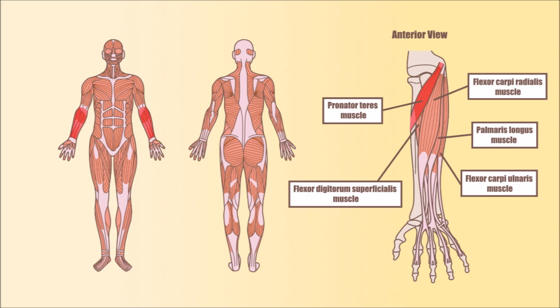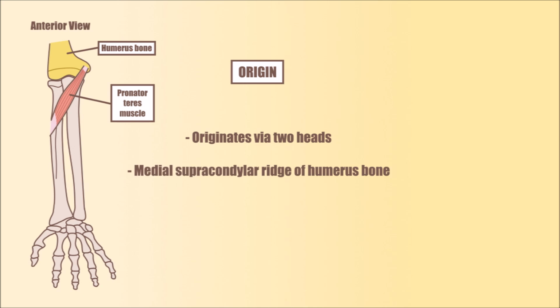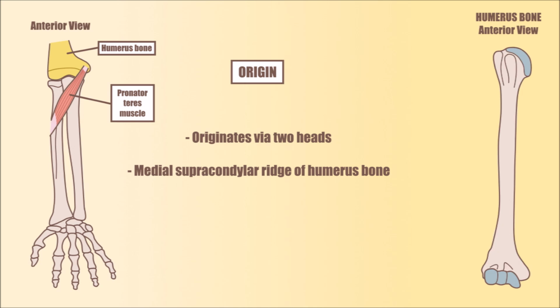Where does this muscle originate from? This muscle originates via two heads, a humeral head, which is the superficial head, and the ulnar head, which is the deep head. The humeral head originates from the humerus bone, specifically from the medial supracondylar ridge located just superior to the medial epicondyle of this bone. If we take a closer look at the anterior view of the right humerus bone, we can see highlighted in red where this head originates from.